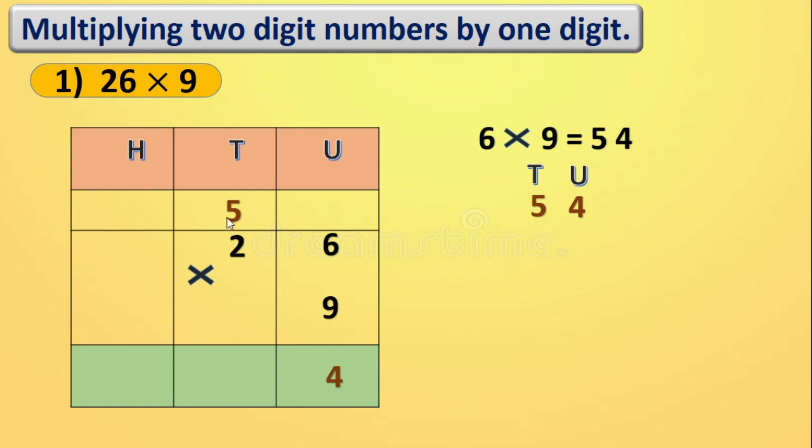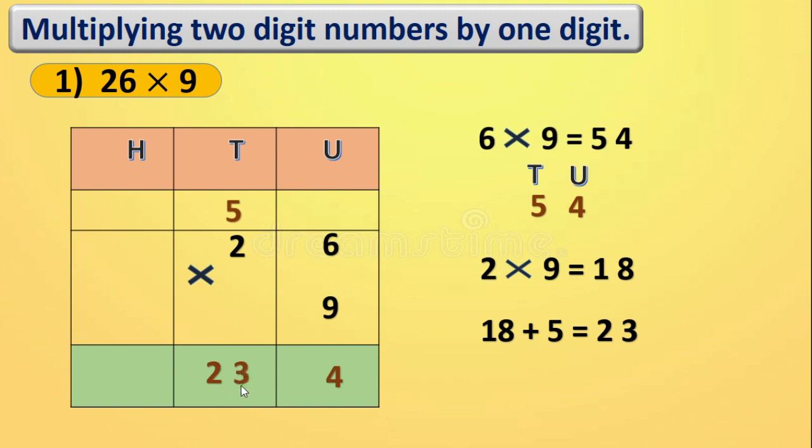5 is carried over to the tens place. Okay. Now only 4 remained here in the unit column. Now we will multiply 9 and 2. So 9 twos are how much? 18. Isn't it? Now we have to add 5 to 18 because 5 is already there, isn't it? So 18 plus 5 is equal to 23. Here in the tens column we will write 23.